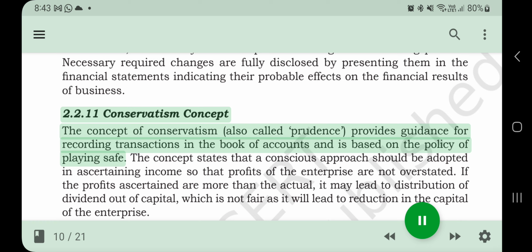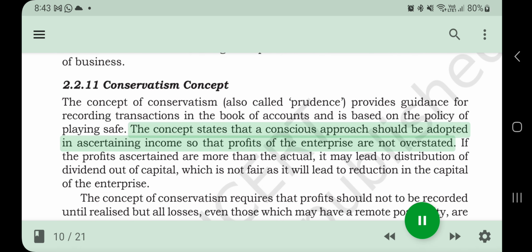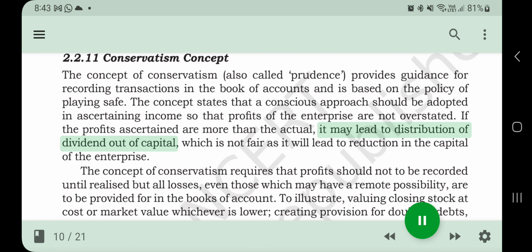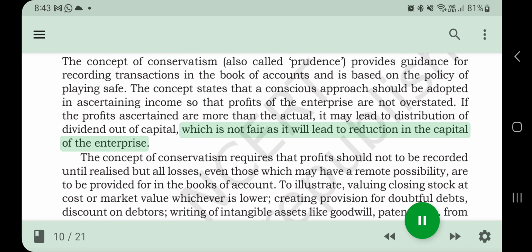2.2.11 Conservatism concept. The concept of conservatism, also called prudence, provides guidance for recording transactions in the books of accounts and is based on the policy of playing safe. The concept states that a cautious approach should be adopted in ascertaining income so that profits of the enterprise are not overstated. If the profits ascertained are more than the actual, it may lead to distribution of dividend out of capital, which is not fair as it will lead to reduction in the capital of the enterprise.